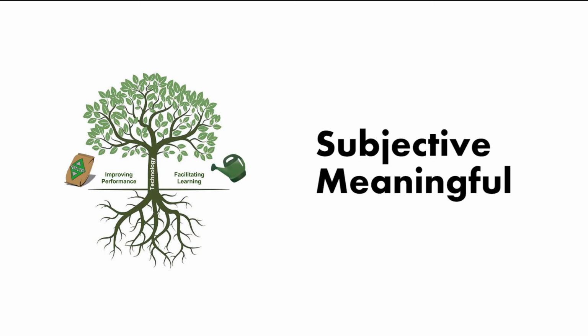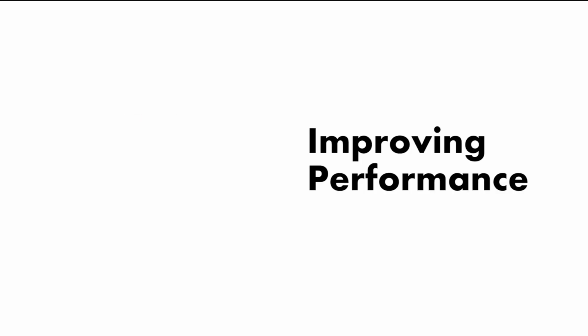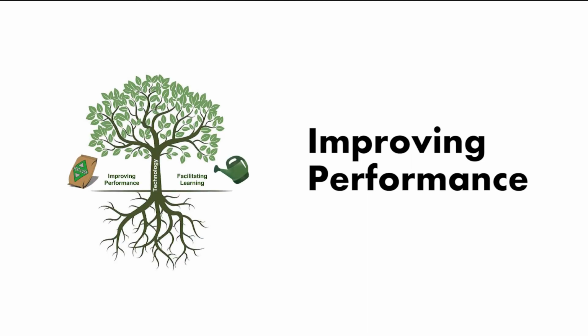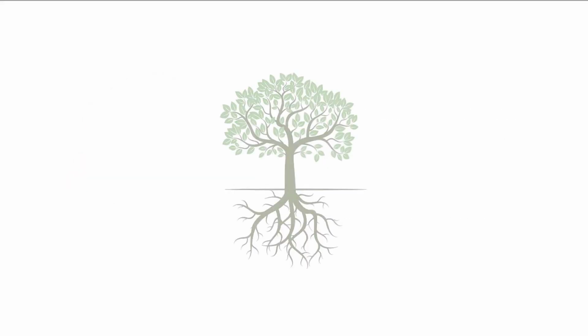improving performance. Fertilizer is a substance that boosts the growth of the plants by supplementing the water to create a stronger and faster growing plant. Improving the performance of the learner is a fertilizer to their knowledge. "It most often entails a claim of effectiveness that the processes lead predictably to quality products and that the products lead predictably to effective learning." Jonassen and Miller, 2008, page 6.